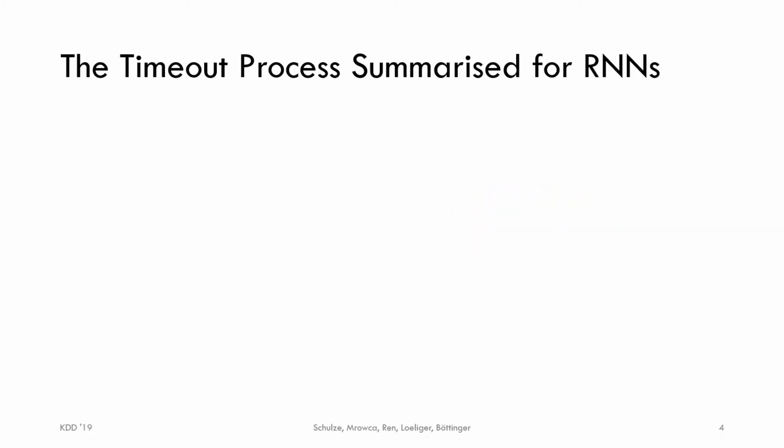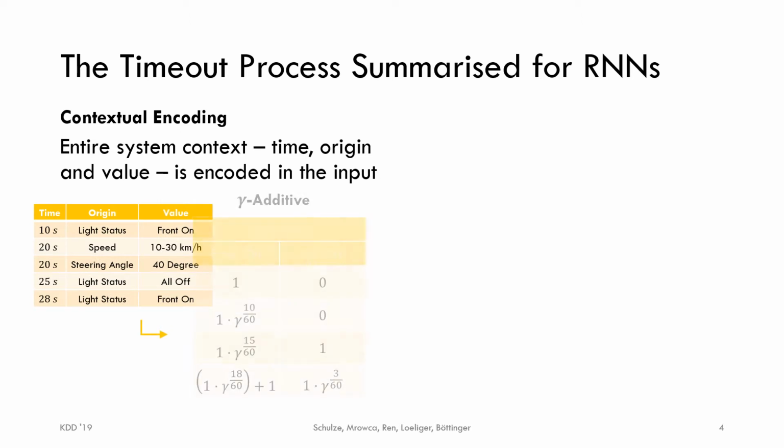We want to automatically find contextual anomalies. We did so by teaching an RNN about the timeout process. As input, we gave the RNN the entire system context. So the timer message that was sent, where it originates from, and its value.